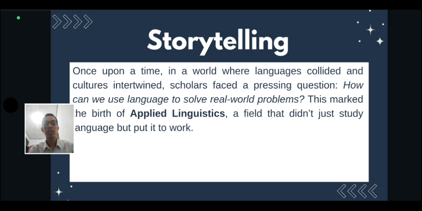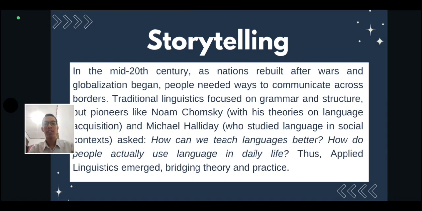Once upon a time, in a world where language collided and culture intertwined, scholars faced a pressing question: how can we use language to solve real-world problems? This marked the birth of applied linguistics, a field that didn't just study language but put it to work. In the mid-20th century, as nations rebuilt after wars and globalization began, people needed ways to communicate across borders.